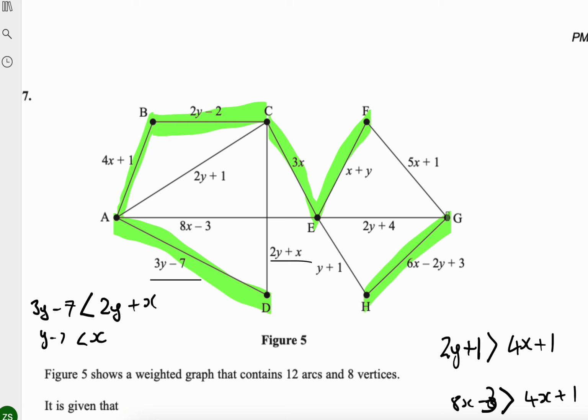So really, what are the nodes we're comparing? What are the only ways that we can connect to make sure our graph is connected? The only ways we connect are EH and FG. And we want to know which one is smaller. So we have FG, which is 5x plus 1, and EH, which is y plus 1.